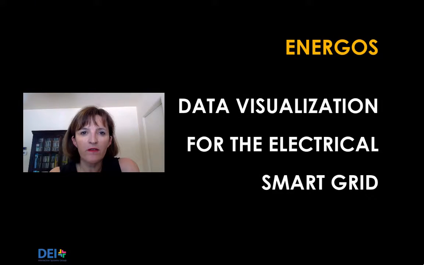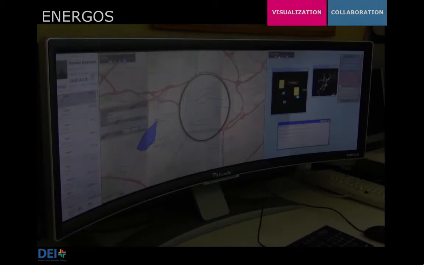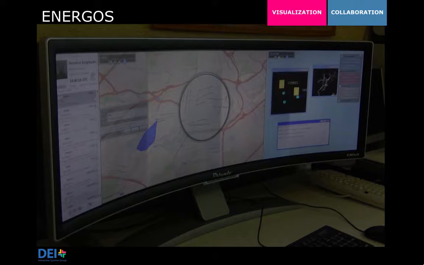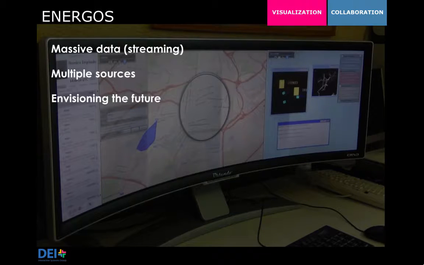One of the first projects we had related with big data was Energos, which was aimed at providing useful visualizations to operate the smart electrical grid both in normal and crisis situations. In the project, we expected to collect massive data from very heterogeneous sources, including sensors and human-generated data, and we were designing a future environment, so requirements were not identified.